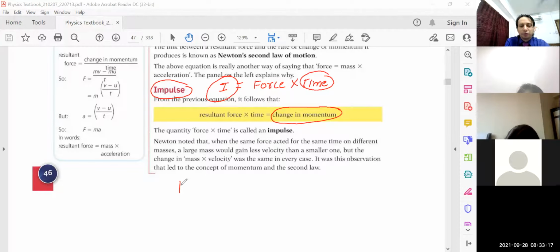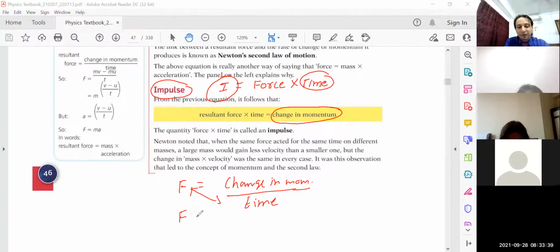Now you have to go to the result from Newton's second law, the relation between force and change in momentum. If I write here change in momentum divided by time, this is not mass, this is momentum, children. Okay, so divided by time. If you cross multiply, what will you get? F times t equal to change in momentum. So basically, change in momentum is equal to force multiplied by t.